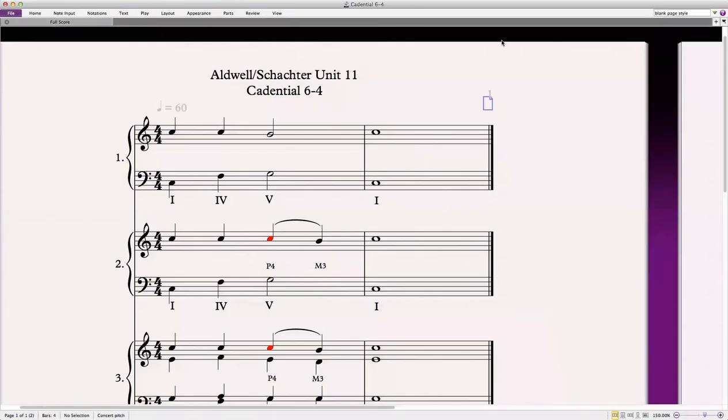Hi, we're starting a new topic today called the Cadential 6-4. You can find this in Unit 11 of your textbook, and as you can tell from the name, it has to do with cadences. What it does is embellish or intensify a 5-to-1 cadence. So let's look at the progression found here on the first system of piano music.